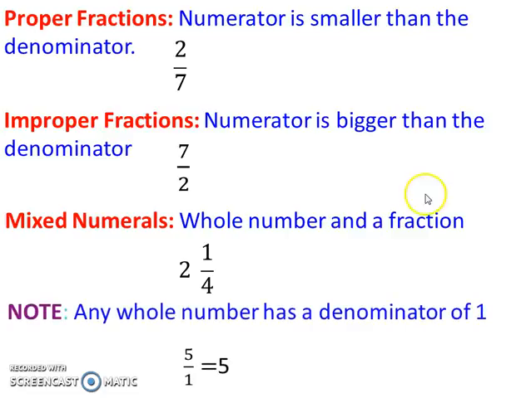You need to note that any whole number, so for example here, the number 5, can be written as a fraction as 5 over 1. So 10 is 10 over 1. 15 is 15 over 1, like that.